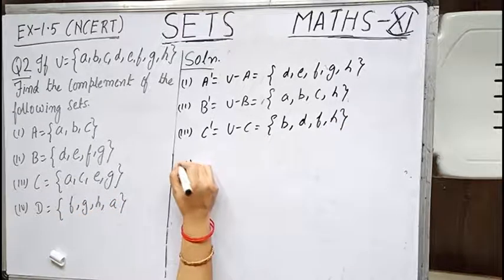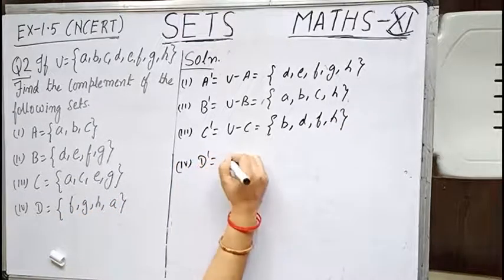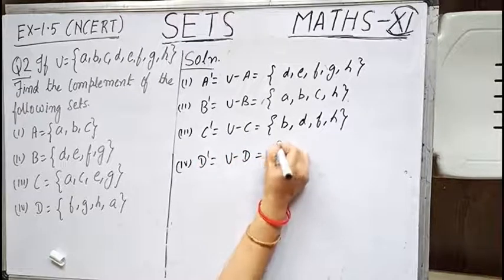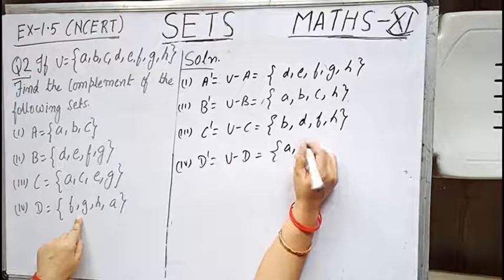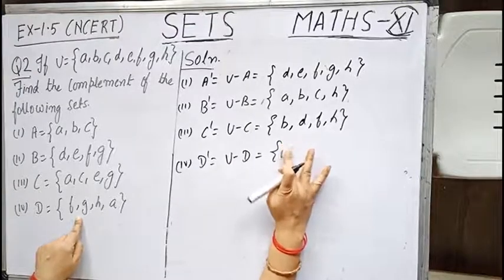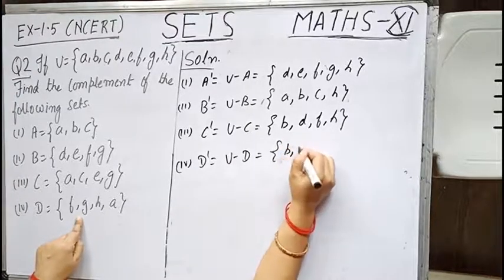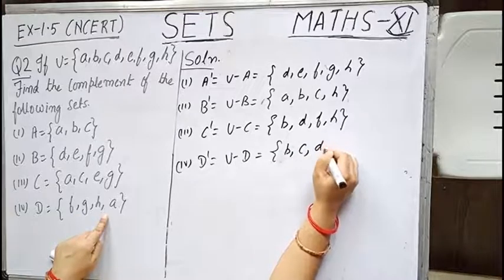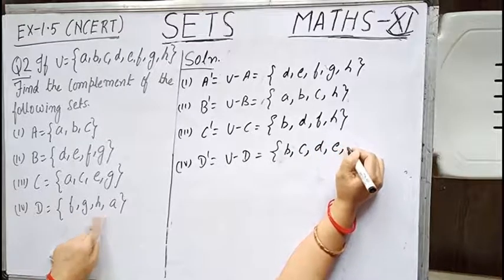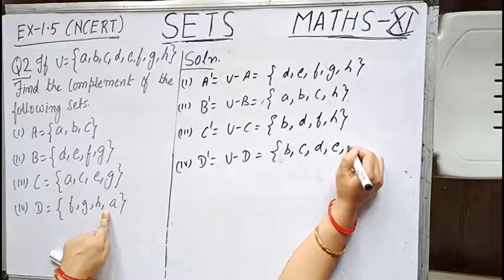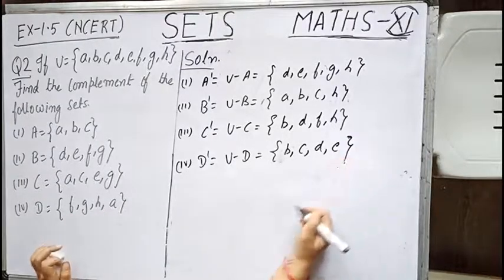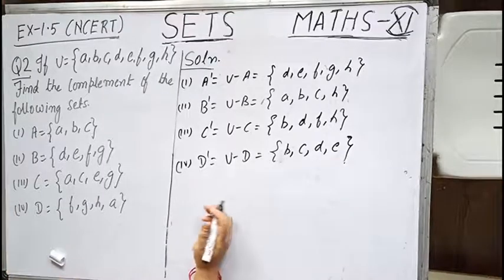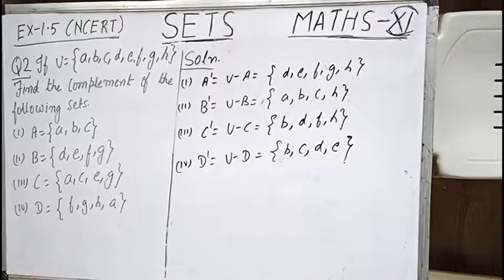And last, number 4, D complement will be U minus D, which will be equal to a, b, c, d, e, f, g, h minus D. So this much is over. So the complements of the given sets we have calculated. Let us move to question number 3.